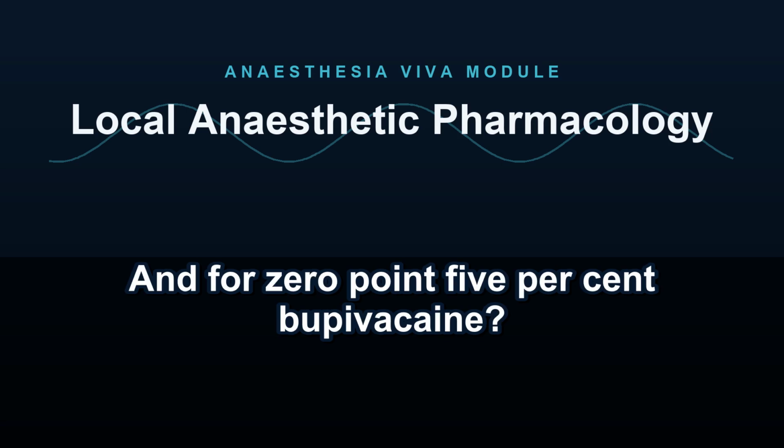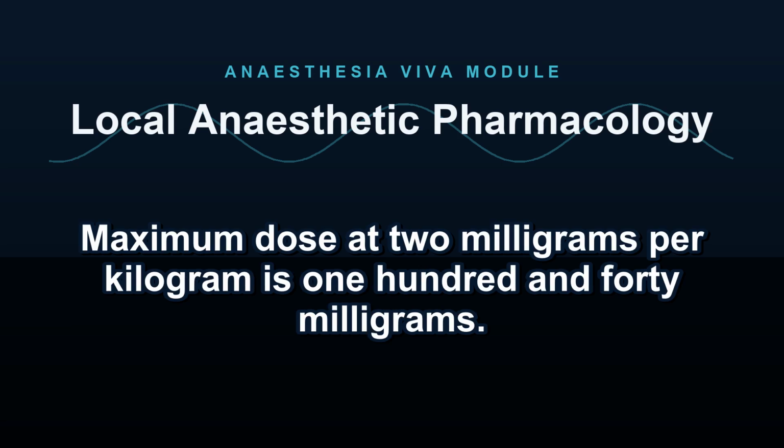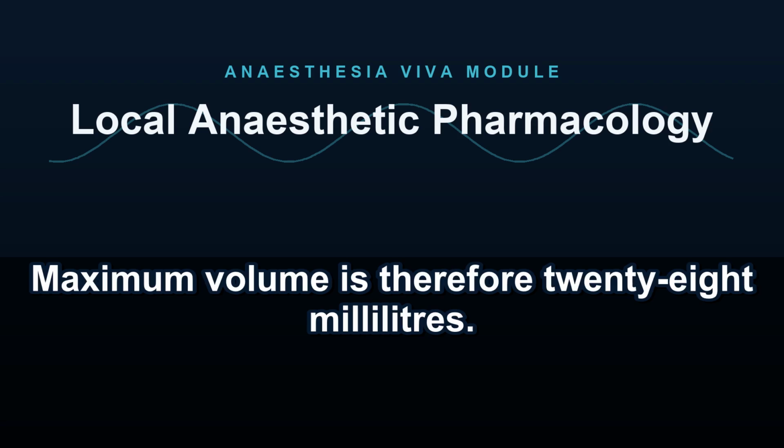And for 0.5% bupivacaine. 0.5% contains 5 mg per milliliter. Maximum dose at 2 mg per kilogram is 140 mg. Maximum volume is therefore 28 milliliters.